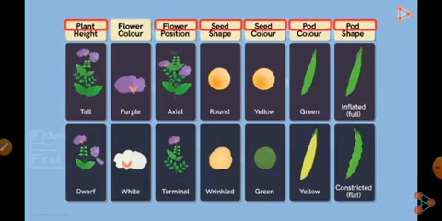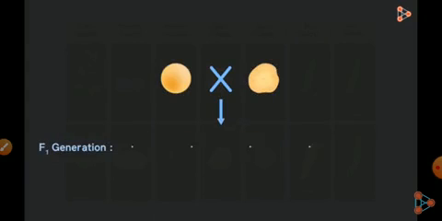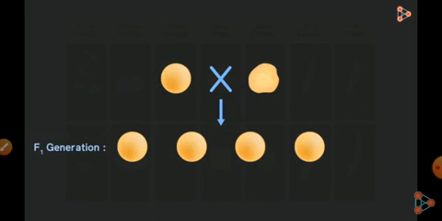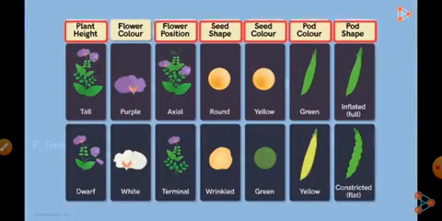For instance, he crossed a pea plant having round seeds with the one having wrinkled seeds. In the F1 generation, he obtained all the plants having only round seeds. It implied that the offsprings are similar to only one of the parents and do not have any resemblance with the other. And this was seen for all the characters.